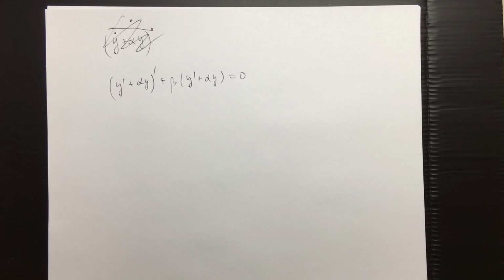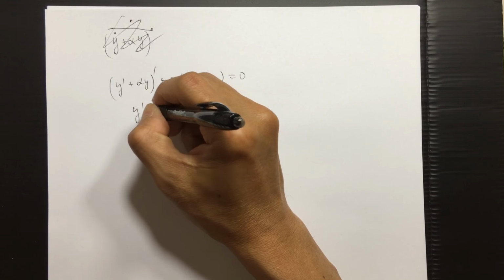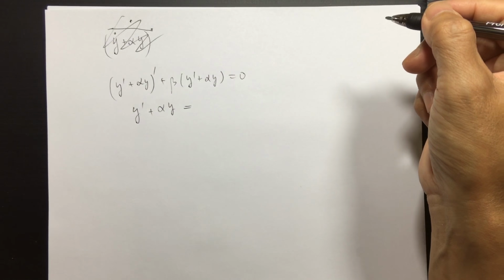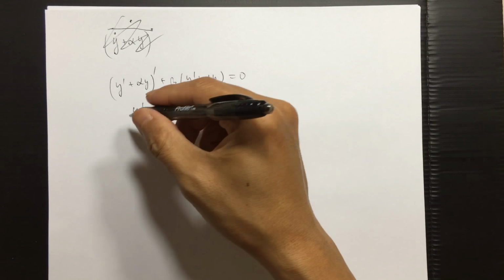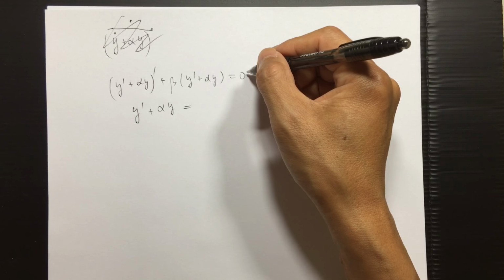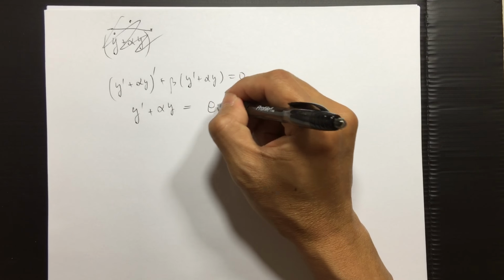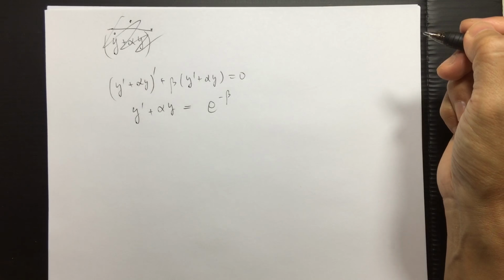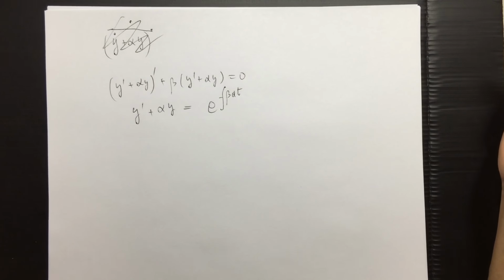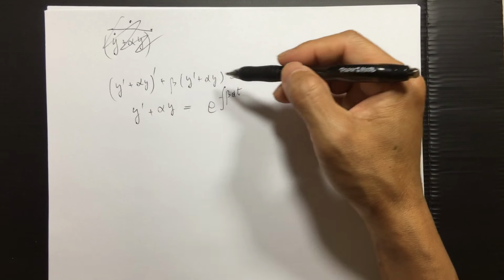Yeah. And then this y prime plus alpha y equals to... you divide this over, that's minus beta, and this is log, this is minus beta e to the minus beta t, right? Something like that. You move the beta over, right? Yeah. Divide this over, this equals minus beta.